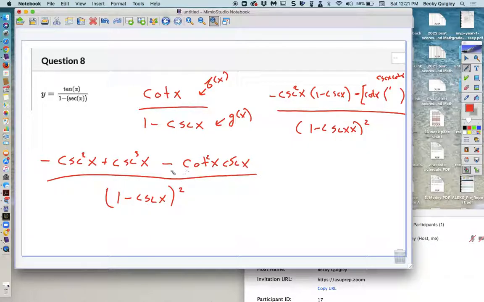Yeah, we could factor out a cosecant x if we really wanted to. I don't see a big benefit to doing that. So that's simplified enough. So again, derivative of the numerator times the denominator minus the numerator times the derivative of the denominator, and then all divided by your denominator squared.